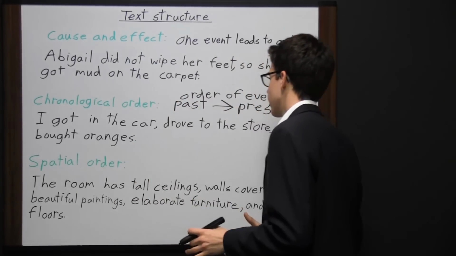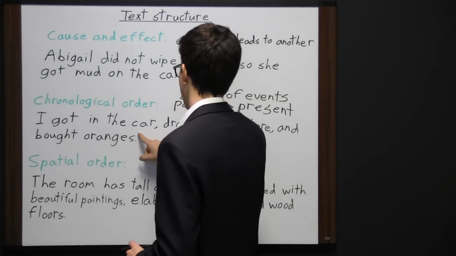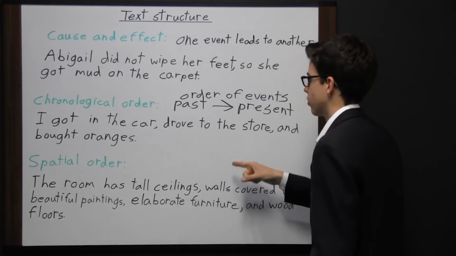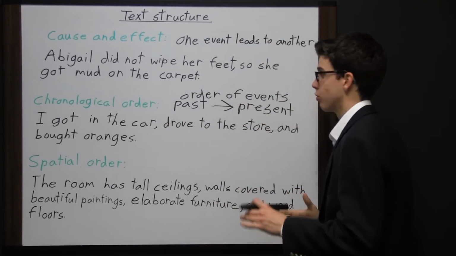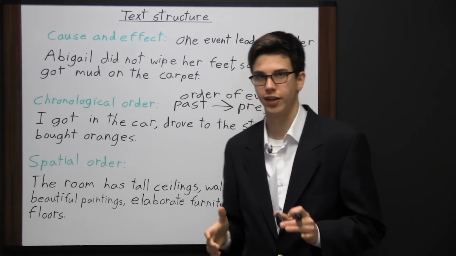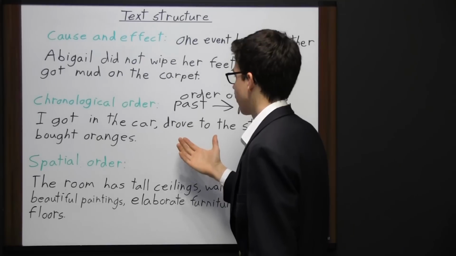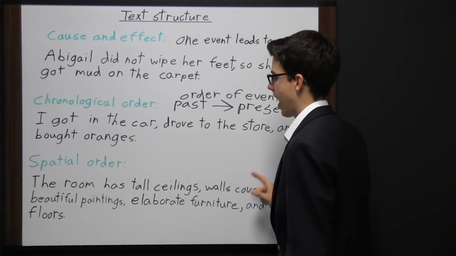Now, the writer of this wouldn't say they drove to the store, bought oranges, got in the car. Because what had to happen here is first the person got in the car, then they drove to the store, and then they bought oranges. If you mix it up, it confuses the reader. So the idea of text structures is to make your writing very clear. And so chronological order helps the author make themselves very clear because it tells each event as it happened.